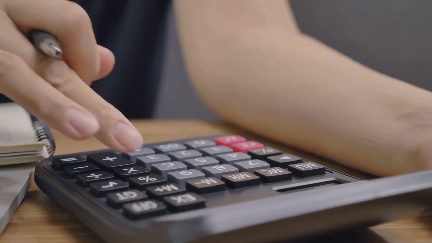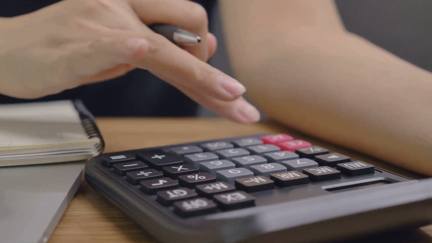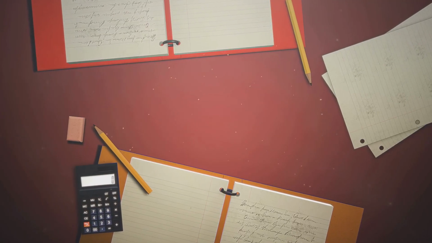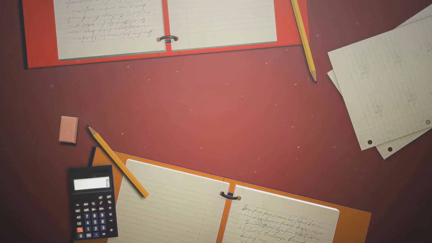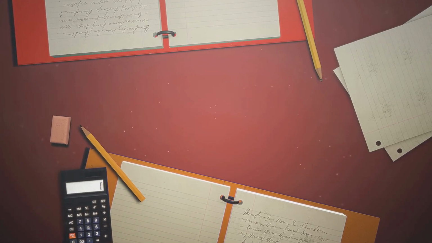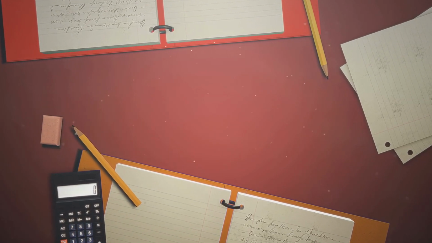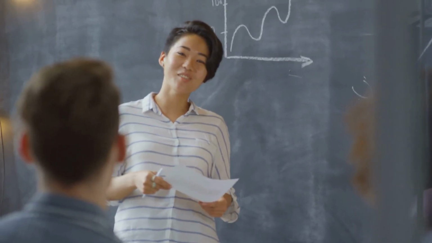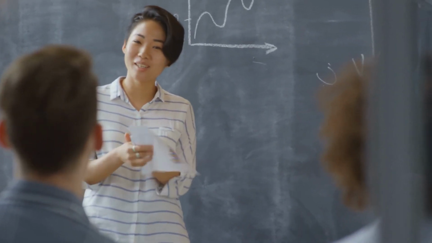The mean or average is when you add up all the numbers and then divide by how many numbers there are. For example, if you have test scores of 80, 85 and 90, you add them up to get 255 and then divide by 3, which gives you a mean score of 85. Easy, right? Next up, the median.